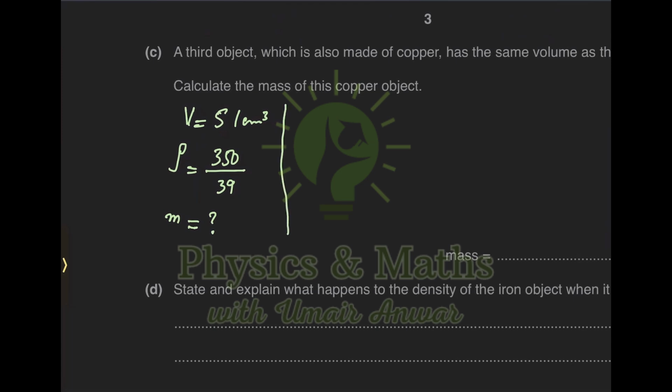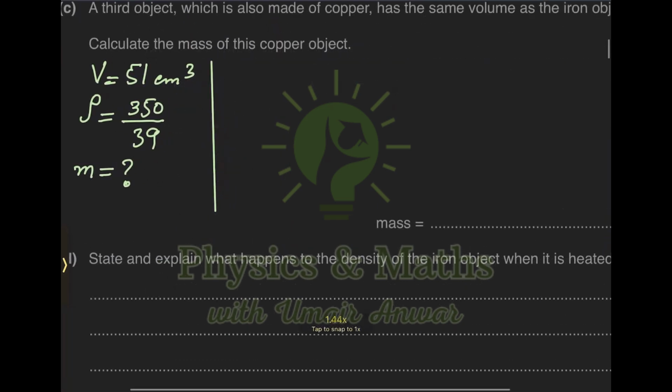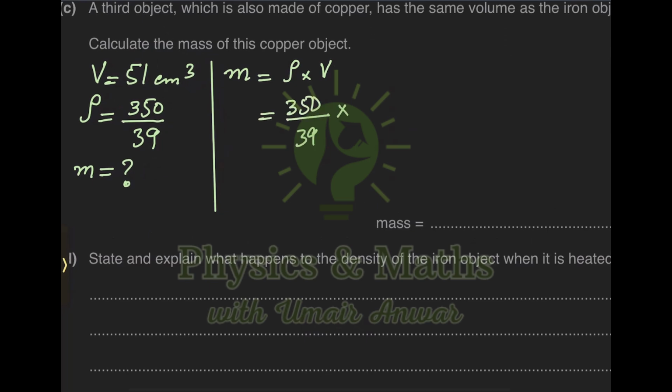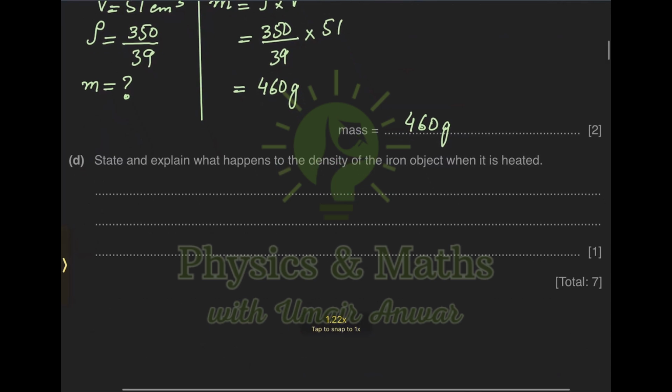So these are the three things which are noted down as the data, and now we are going to use a formula and find the answer for the mass here. For finding out the mass, I'm rewriting the formula, making the mass as the subject. So this density is replaced as 350 upon 39. It is 51, and the answer in two significant figures comes out to be 460 grams for this part. So I'm writing the mass as 460 grams.